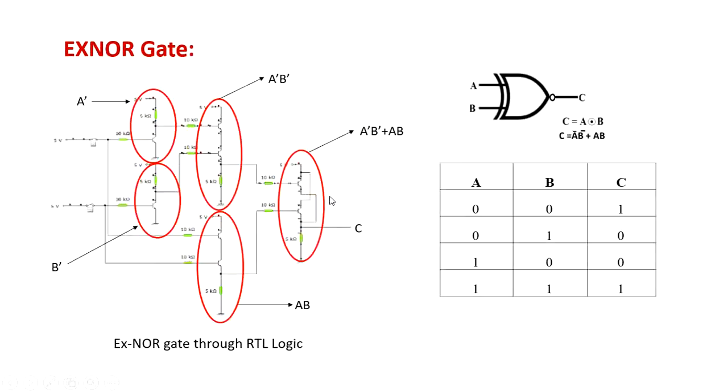Now coming to the XNOR gate, the XNOR equation is A bar B bar or AB. So what you can do is use inverters for A bar and B bar, then send these to an AND gate. This is the AND gate. Then to another AND gate you simply give A and B. So this will give AB, this will give A bar B bar, and finally this is the OR gate. So you will get A bar B bar or AB. In this way you can implement the XNOR gate.